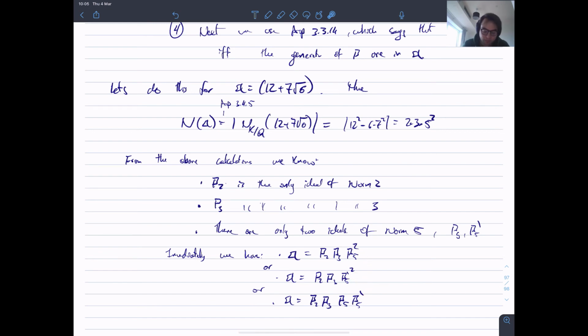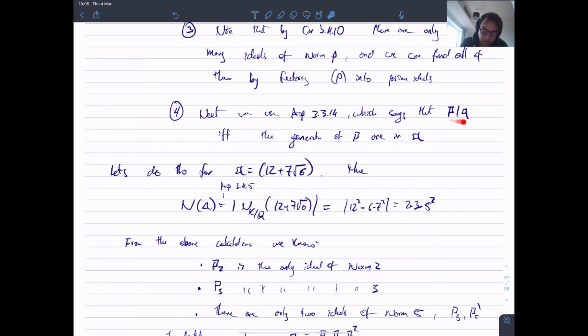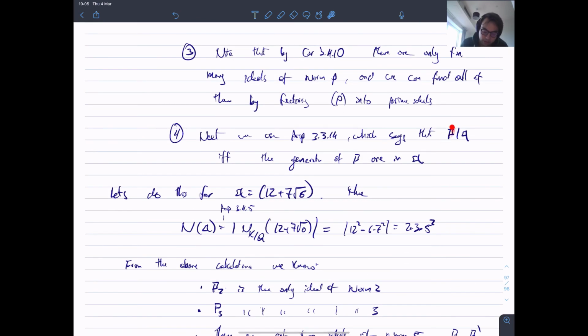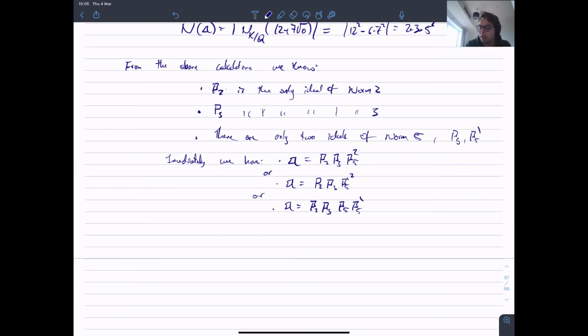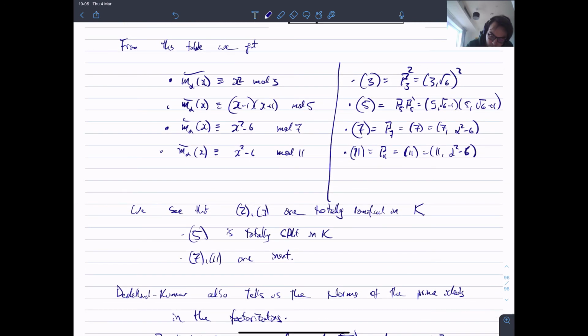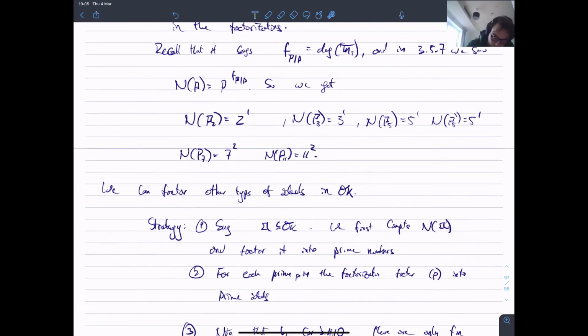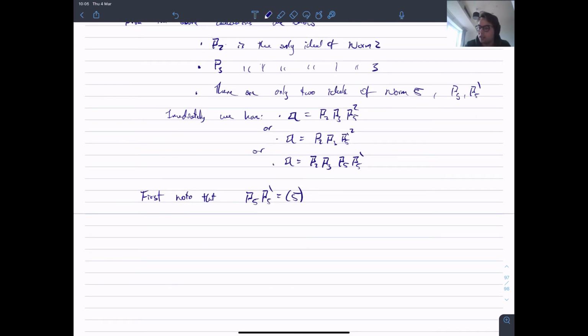So now I just need to choose between them. To do this, what I'm saying in step 4 is to check if I've found the right one: I just need to check if the generators of P are in A. So how do we decide which one it is? First note that we know P5 times P5 primed is the ideal generated by 5. This was literally the whole reason we found it, because we factored the ideal 5.